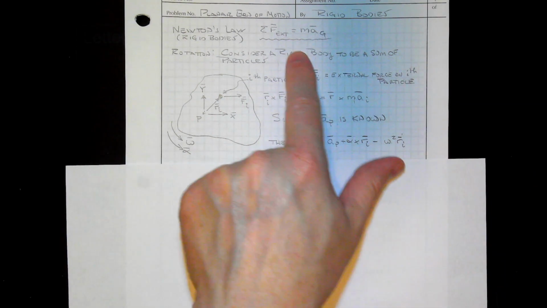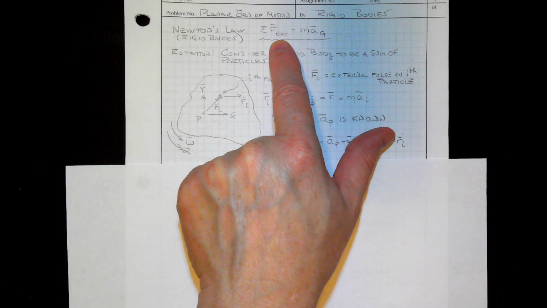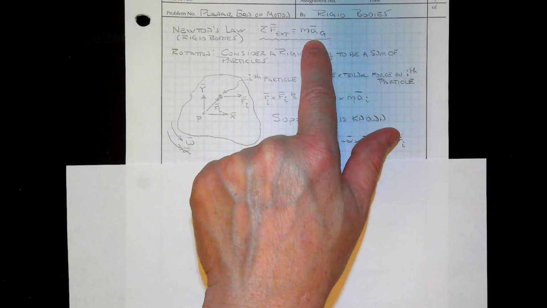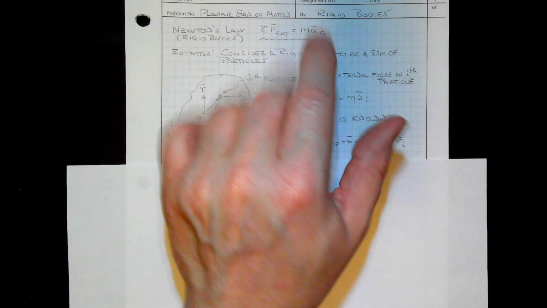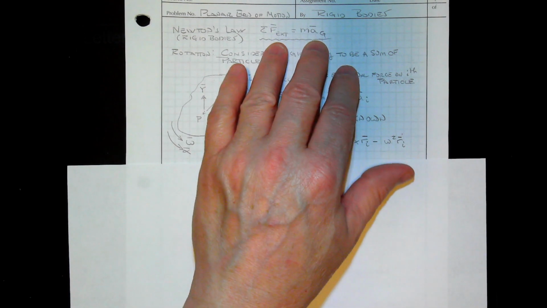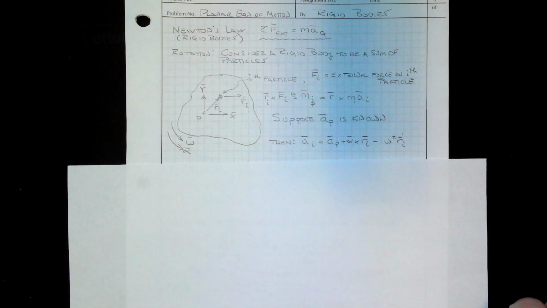So first of all, relative to Newton's law, this is what you've seen before. The sum of all external forces equals mass times the acceleration of the center of gravity. And we'll note that this is a vector equation, so you could break it down into equations in the x, the y, and the z. All right. But we want to develop some more equations related to rotation.